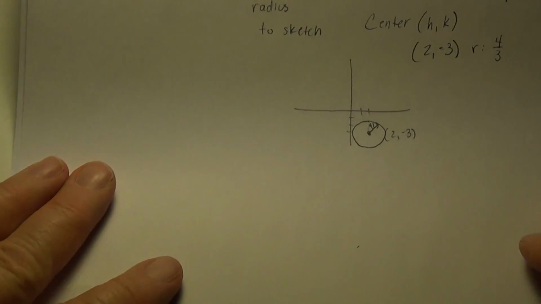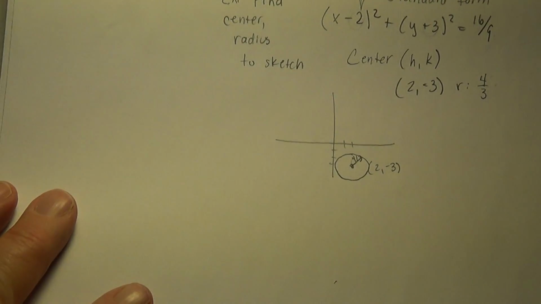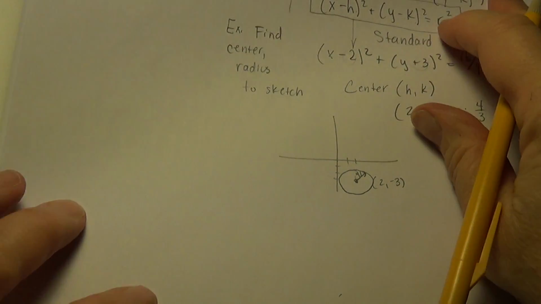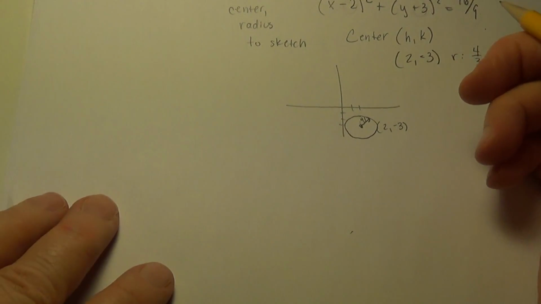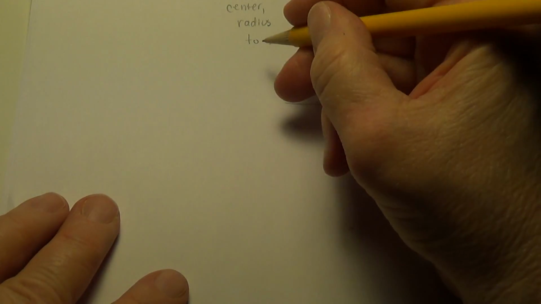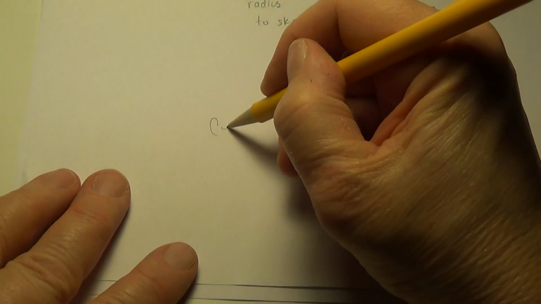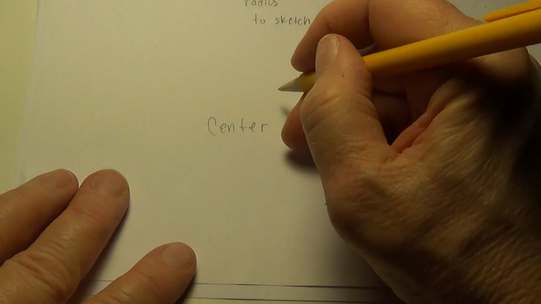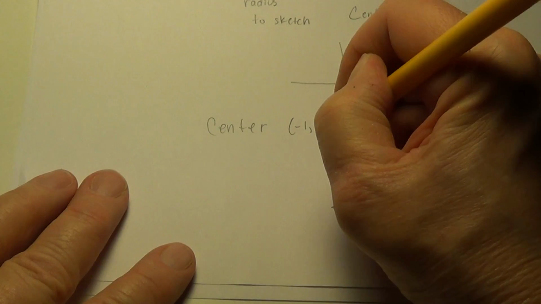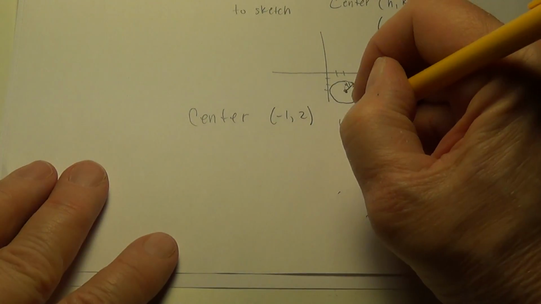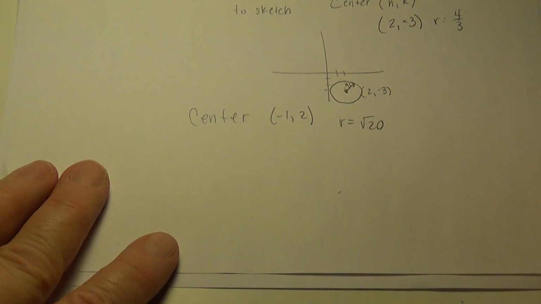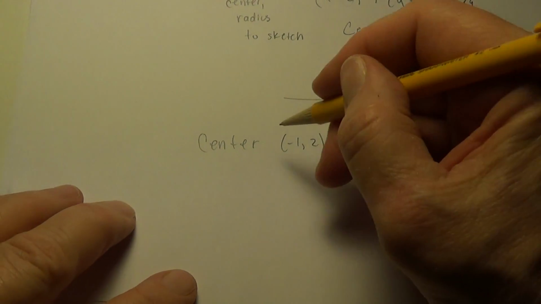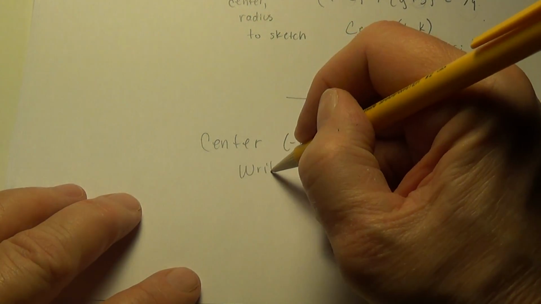What about the other direction? Suppose we have this information. Suppose I give you the center. The center is -1, 2, and the radius is square root of 20. Can you find the standard form? So write in standard form.